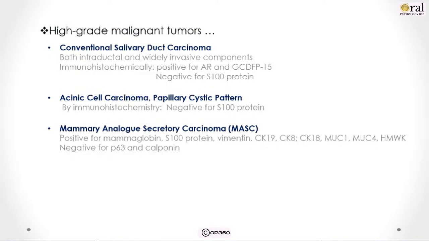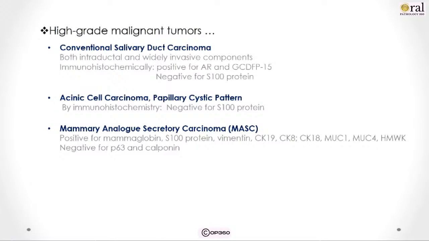Among the high-grade malignant tumors, conventional salivary duct carcinoma, acinic cell carcinoma, papillary cystic pattern, and secretory carcinoma of the salivary gland were the main differentials. About the first category, both intraductal and widely invasive components are present. Immunohistochemically, it is positive for AR and GCDFP-15, and negative for S100 protein. I think you can get the point that S100 and other features are helpful to distinguish from ours.